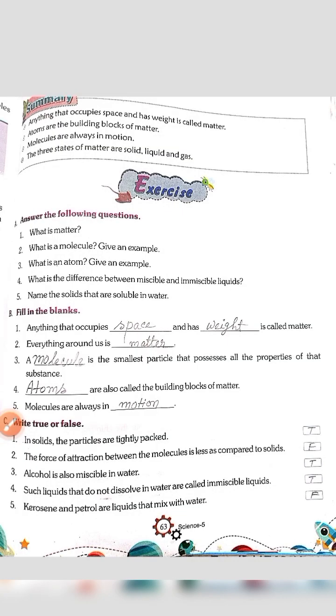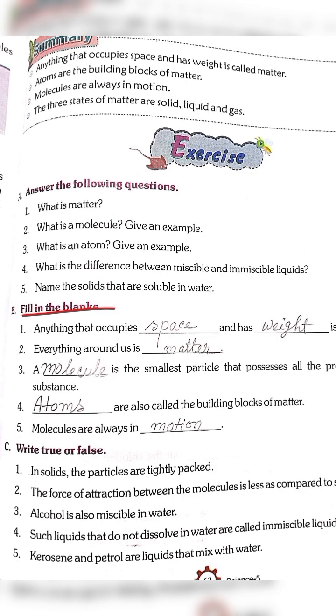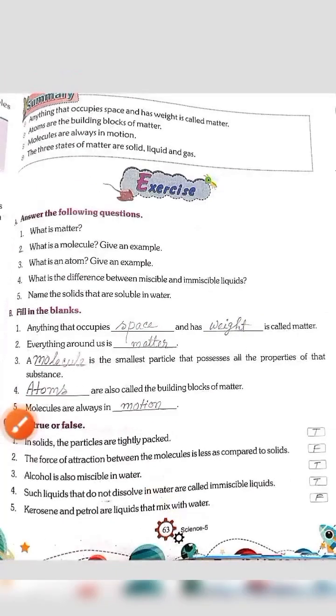Now, next question type, fill in the blanks. Anything that occupies dash and has dash is called matter. That is, the answer is space and weight.